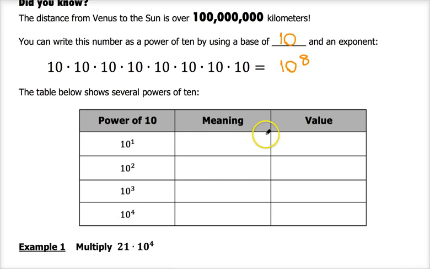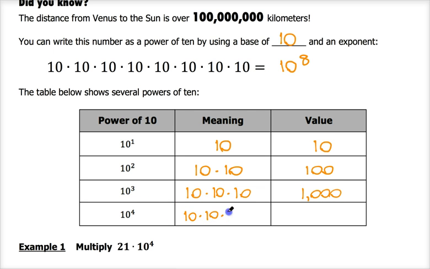In this table below, we're going to show a few different examples of different powers of 10. So here I have 10 to the first power. 10 to the first power means you just have one individual 10, and of course its value is 10. 10 to the second power means you have 10 multiplied by itself twice, so 10 times 10, and that is 100. 10 to the third power is 10 times 10 times 10, which is 1,000. And then 10 to the fourth power means 10 times itself 4 times, and that gives you 10,000.